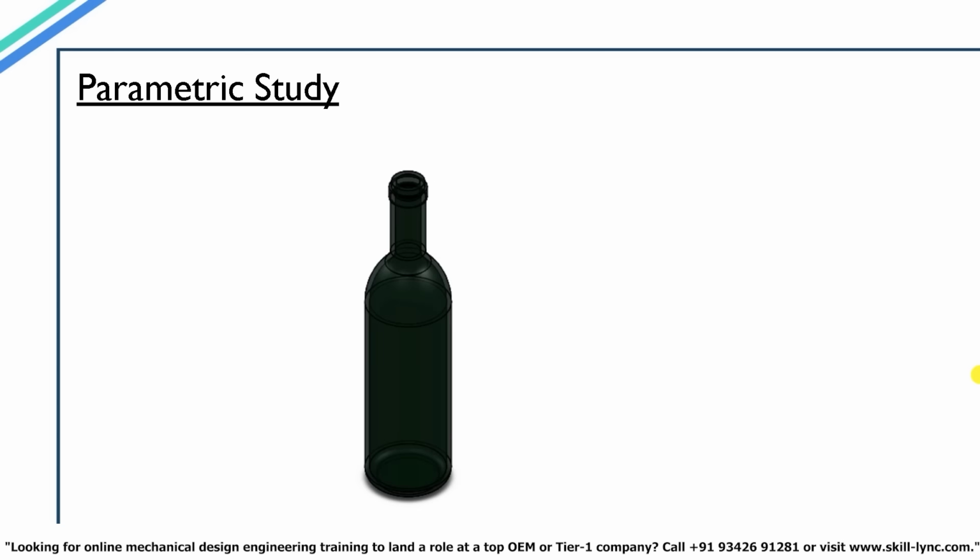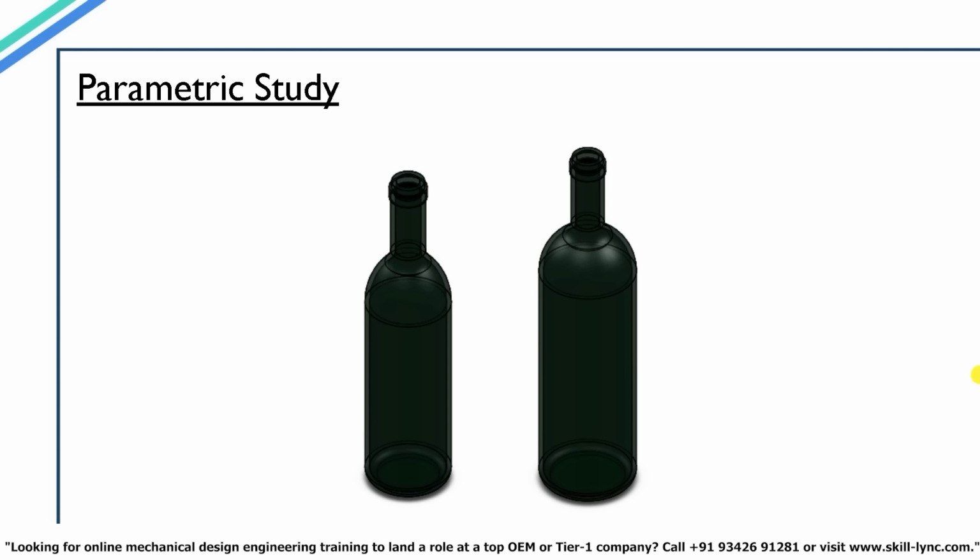Let's assume we have a glass bottle of a certain dimension. The bottle holds, say, 250 ml of fluid. Now, the company that is manufacturing the bottle wants to increase the total volume of the bottle to, let's say, 350 milliliters, all the while keeping its diameter constant. So instead of running multiple trial and errors, a parametric study can be performed on the bottle.